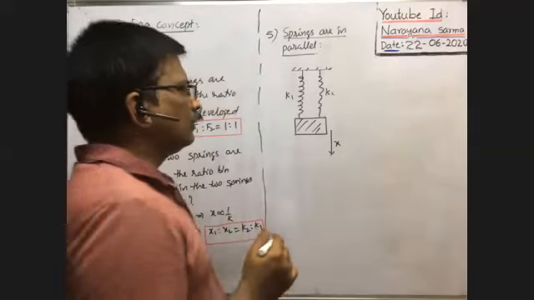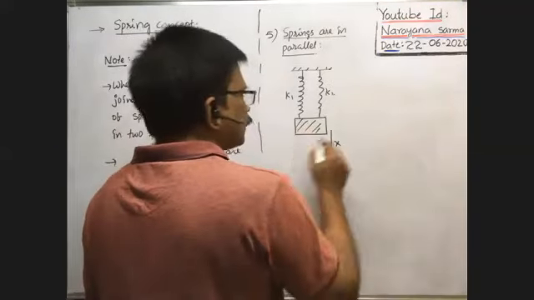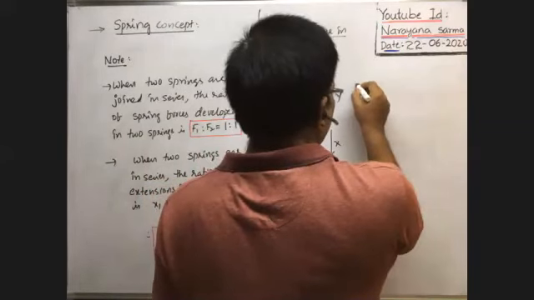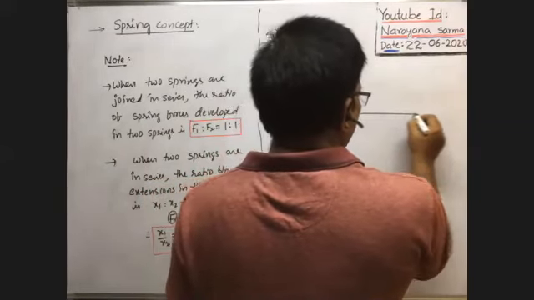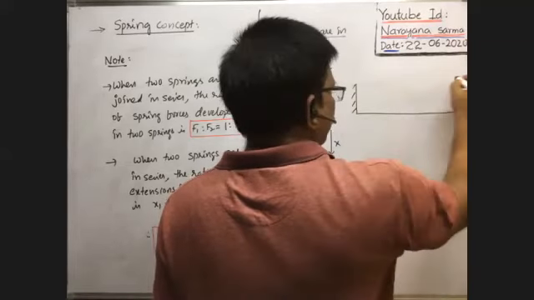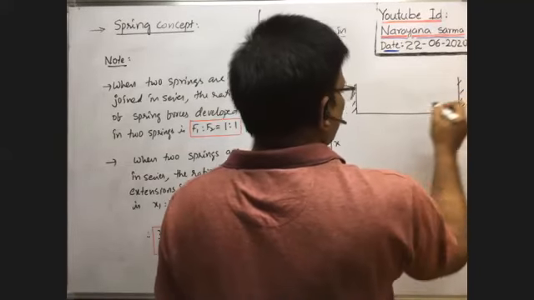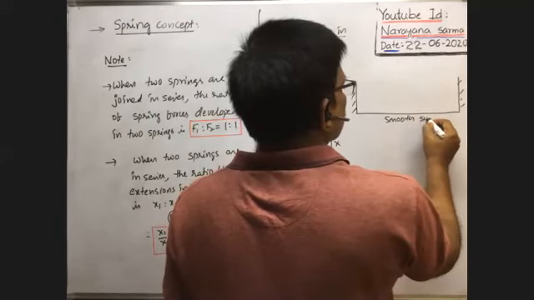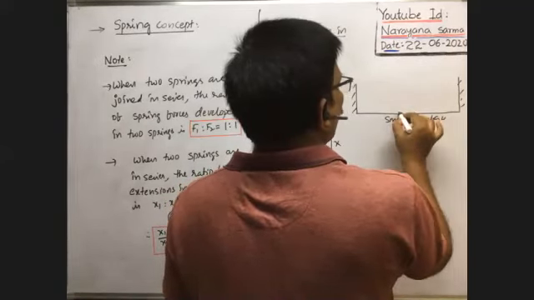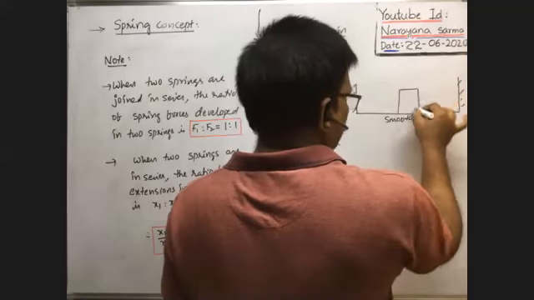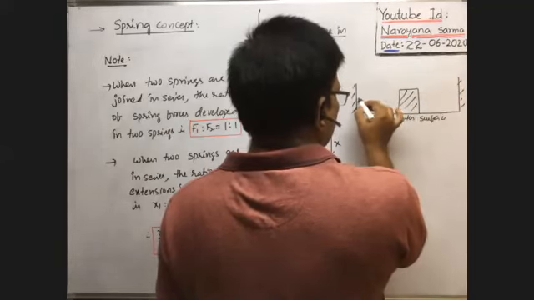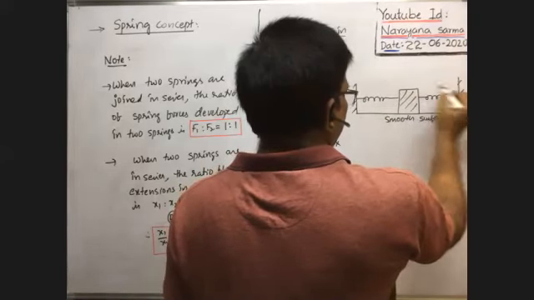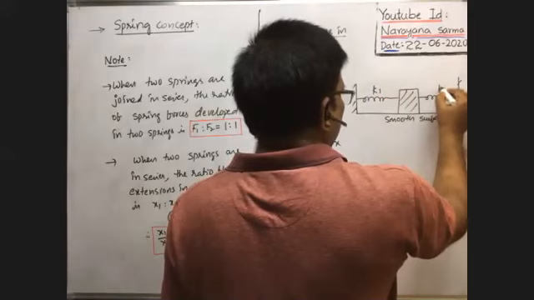So in this case, suppose the two springs are connected like this. Here it is a smooth horizontal surface. These are the rigid, vertical walls. Now one block is kept over this surface. One spring is connected here, the other spring is connected here, having spring constants K1 and K2.